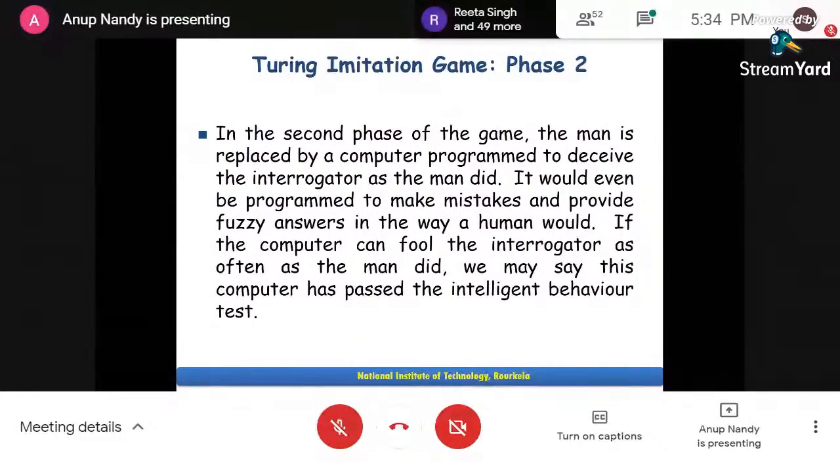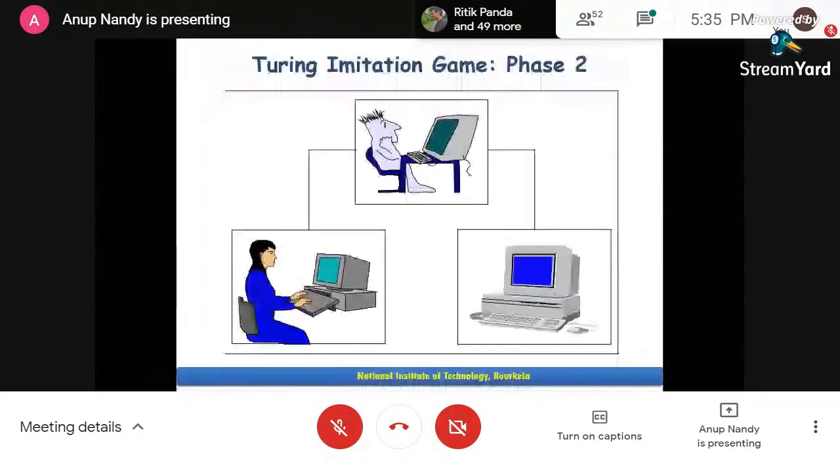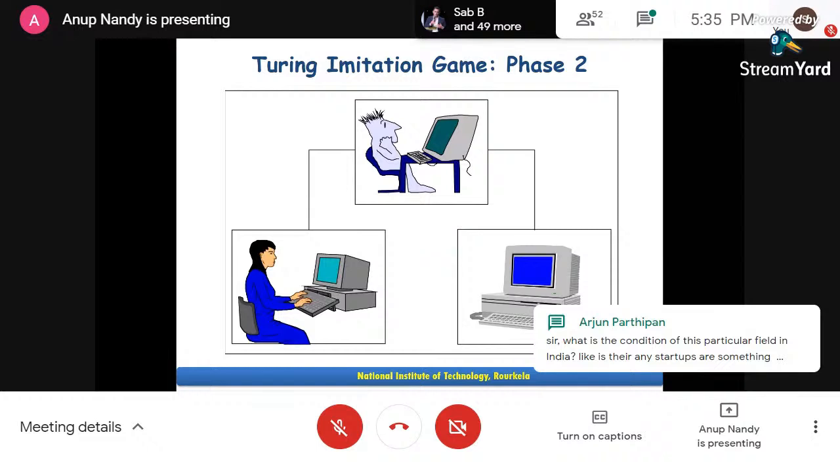As you can see, there is a computer, and the interrogator is convinced that the computer is actually a man. So these are the tests.